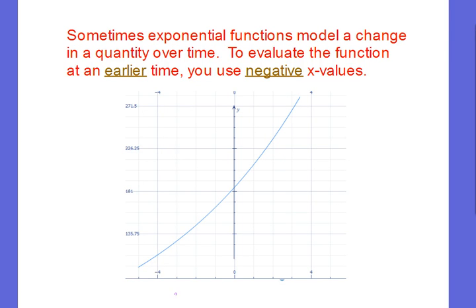Okay, so basically, if you're still filling in the note packet, what we're looking at here, sometimes exponential functions model change in quantity over time. So we have time on the x-axis and the change in quantity here on the y-axis. And what we're looking at is, this is point 0.